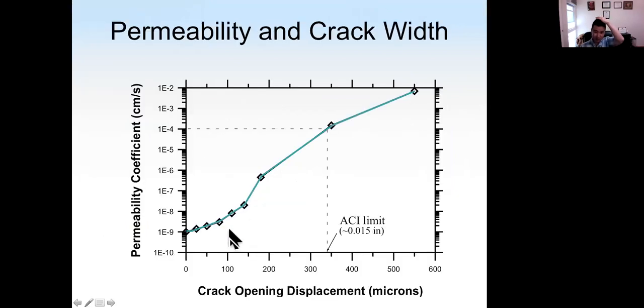And for that example, we can draw something like this. This is the size of the crack. So as we increase the size of the crack, the permeability coefficient, the K value, will increase. Okay. And here is the ACI limit for the size of the crack. So we can measure the water permeability in concrete to assess the durability.